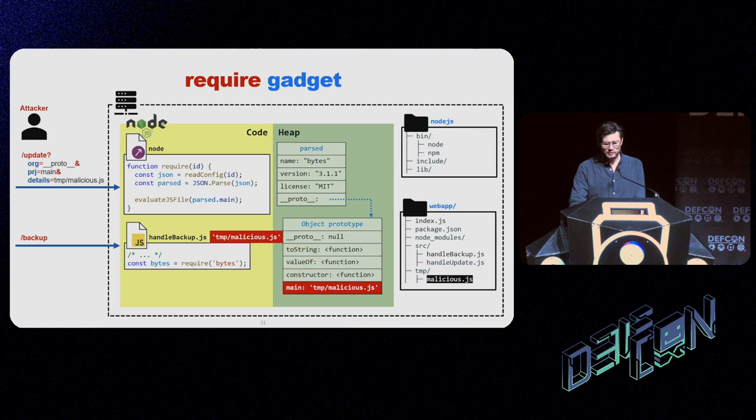To achieve remote code execution, the attacker should control this malicious file. As you can guess, this is a strong requirement, as the attacker should be able to upload some malicious file to the system, for example, using some other vulnerability.